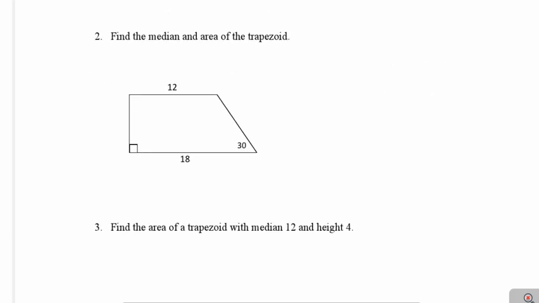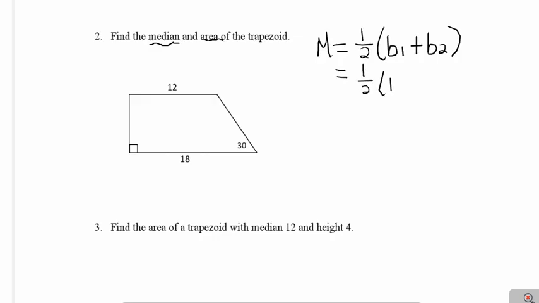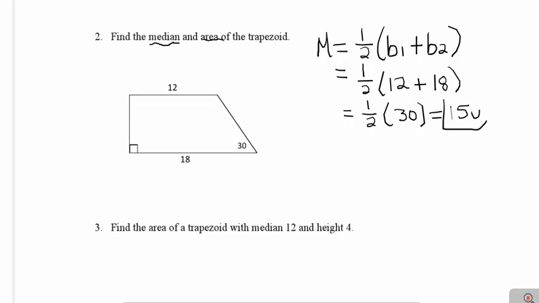In example 2, it asks us to find two things. It says find the median and the area of the trapezoid. So recall the median formula is equal to 1/2 the two bases added together, base 1 plus base 2. And we have enough information to calculate that out. So 1/2 base 1 is 12 plus base 2 is 18. So that's equal to 1/2 of 30, which gives us 15 units as the length of the median.